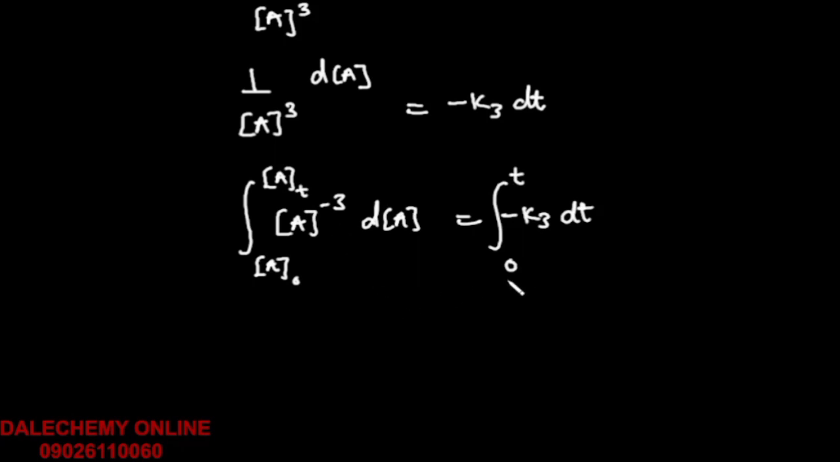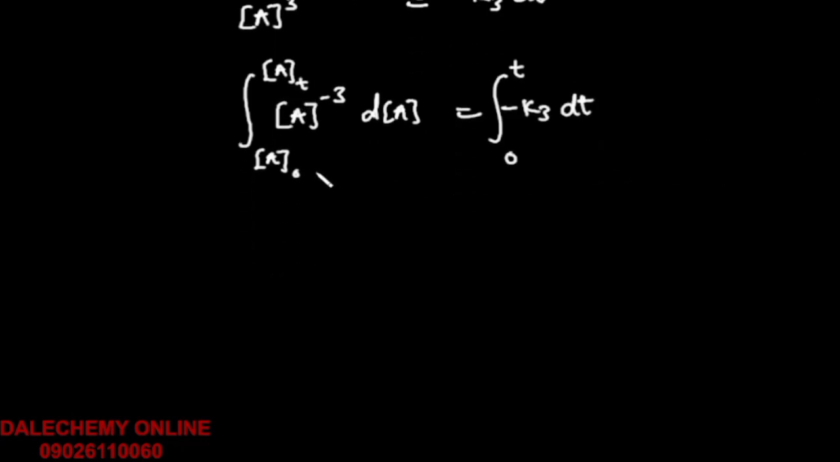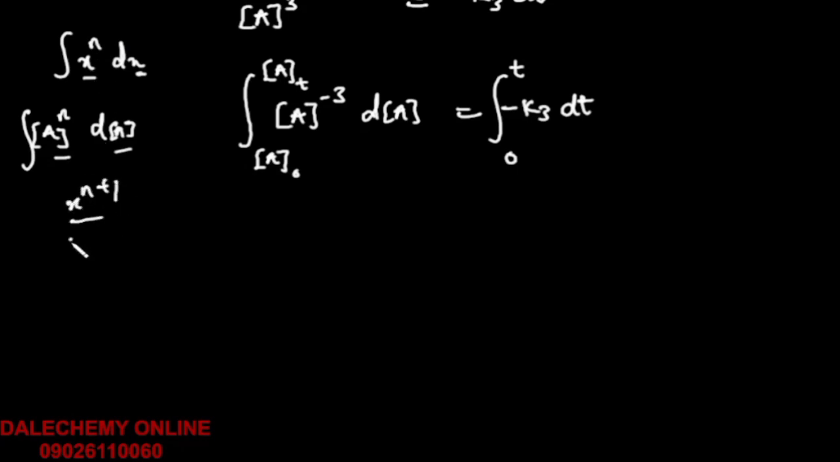Okay, so when it is 0, we have the initial concentration. Then after some time, we have the new concentration, which is lesser than A naught. So you have to integrate this, and don't forget this is like A raised to power n dA. You understand? Just as we did the other time, we integrate x to the power n dx. So you can see x, x, A, A. So the same thing, this would be x to the power n plus 1 over n plus 1. So the same thing here. Now our n is minus 3.